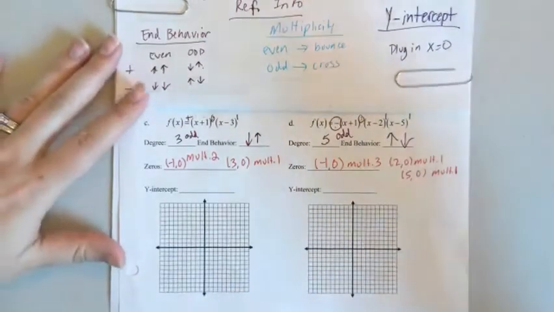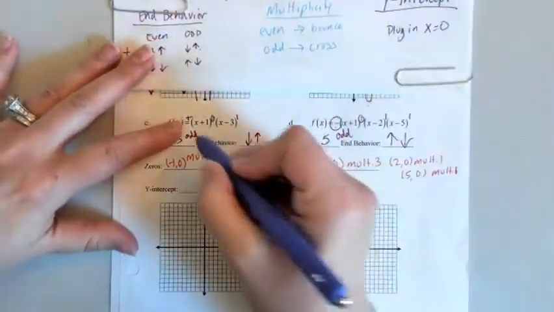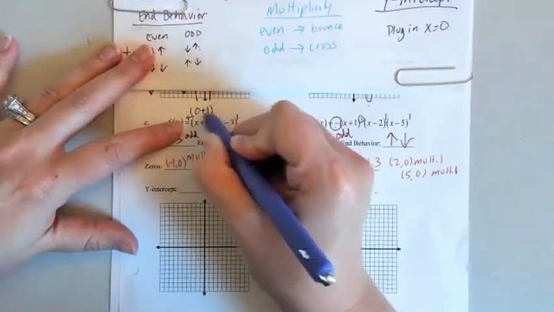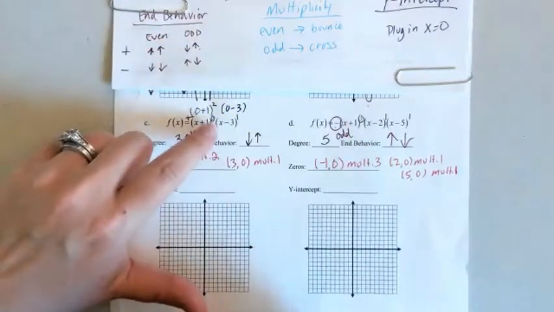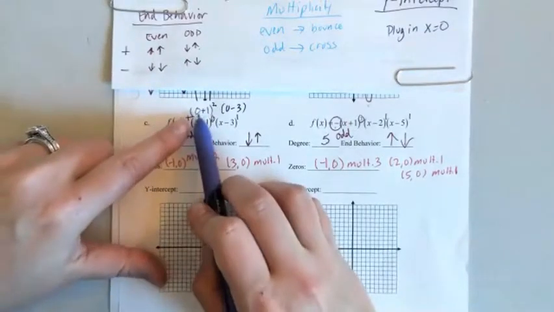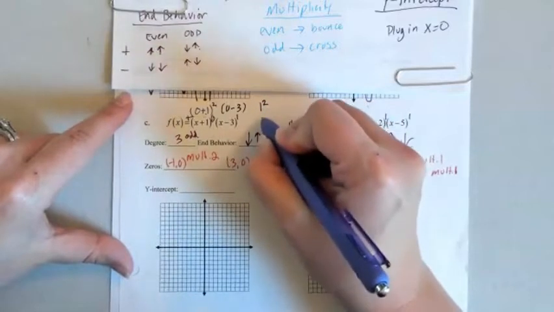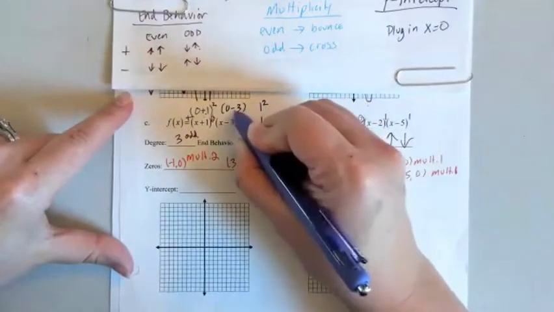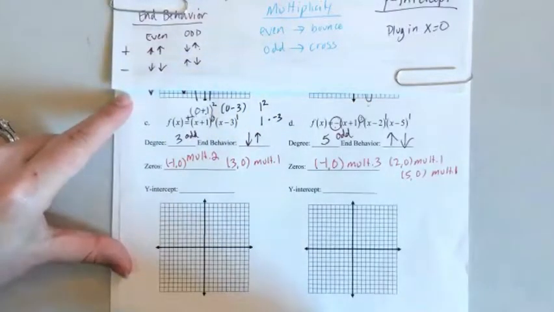Okay, let's do y-intercepts. Remember, we're plugging in 0 for x, for all your x values. So you'd have 0 plus 1 squared, and 0 minus 3. Don't forget those exponents in this case. Well, 0 plus 1 is 1. 1 squared is still just 1. And then I got to multiply that. 0 minus 3 is -3. So I got to multiply that by -3.